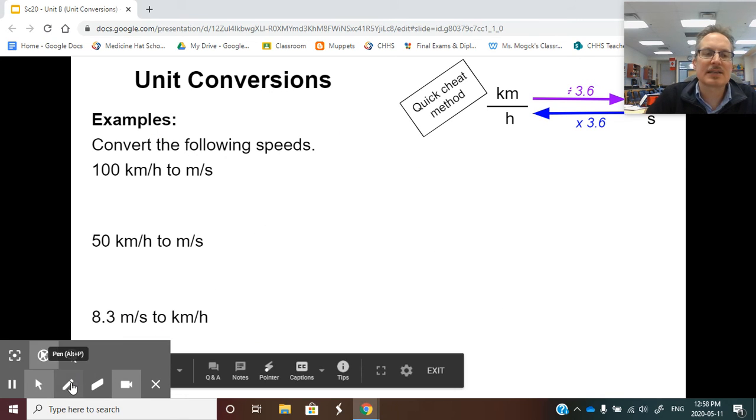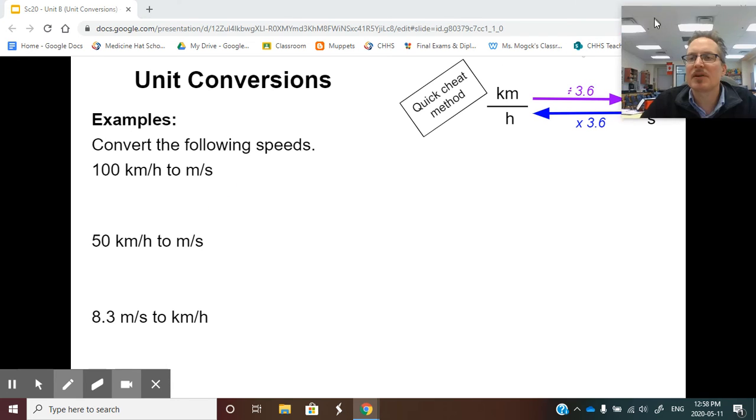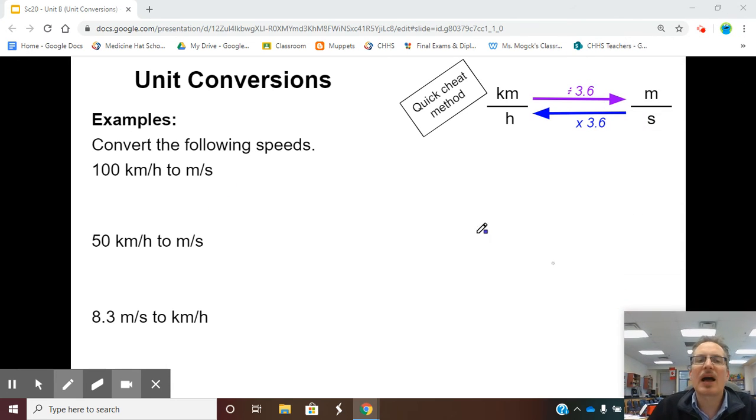Okay, the last thing we're going to look at is converting speeds. Now, converting speeds is a little bit harder. I'm going to look at it first the mathematical way, then I'm going to look at the little quick cheat method up at the top. So we have 100 kilometers per hour that we're going to drive. We have to change to meters per second.